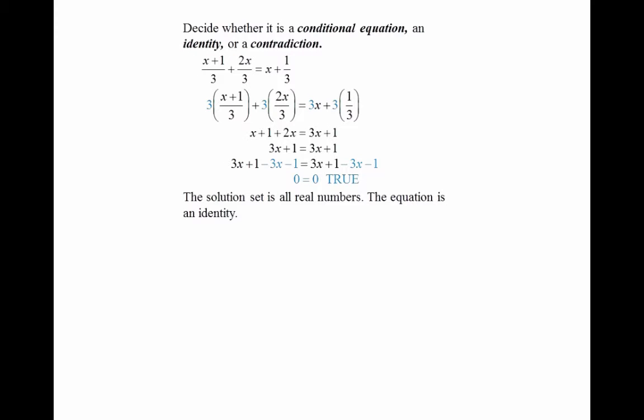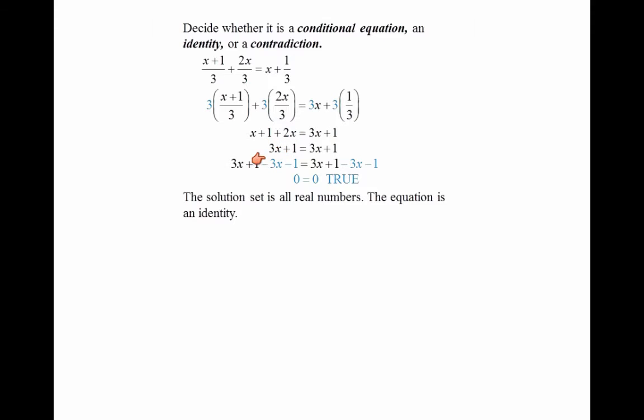Another example, decide whether it is a conditional equation, identity, or contradiction. This is an equation where we have a fraction. Remember, we were supposed to clear the fractions. To clear the fraction, we need to multiply each term by the LCD, which is 3. If I multiply each term by 3, all the fractions turn out to be equal to 1, and you would get simply x plus 1 here, plus the 3 cancels here, you get 2x. And then here, this 3 cancels, turns to 1 here, so we get 3x plus 1.